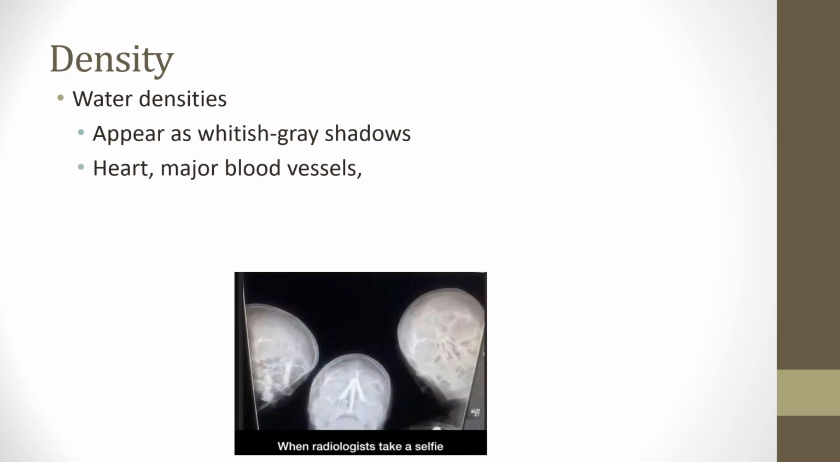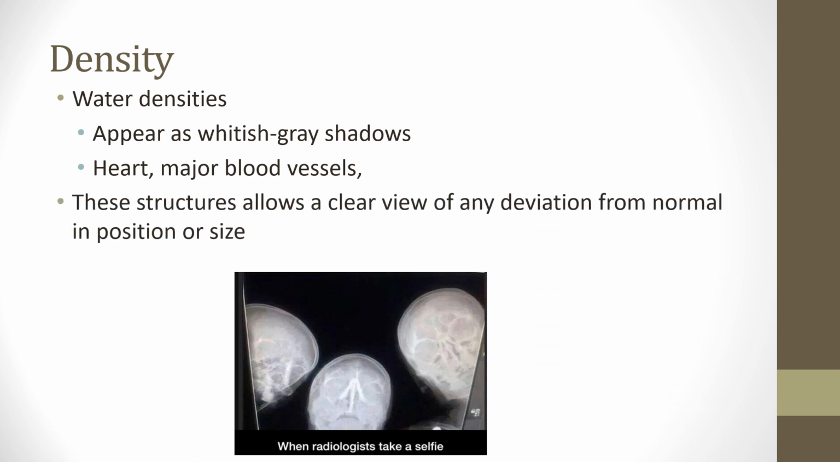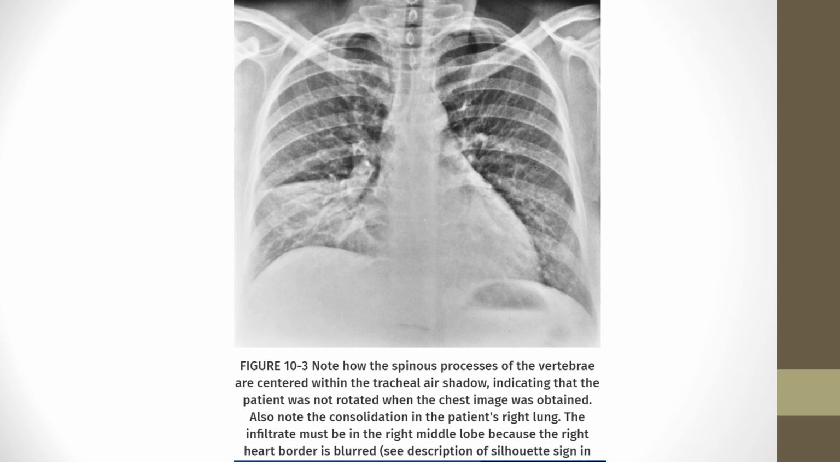So density. Water densities appear as gray shadows. Heart and major blood vessels will show up as opaque. The structures allow a clear view of any deviation from normal position and size. So it's a good thing to look at heart position too, especially if there's a pneumothorax or pleural effusion, to see if there's deviation going on.